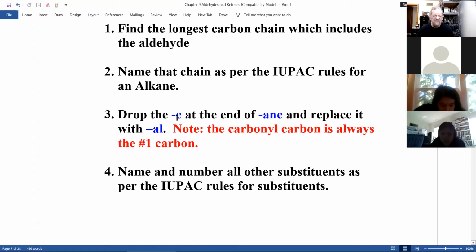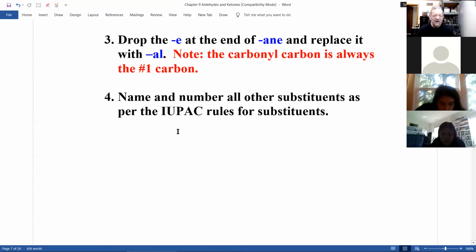For an aldehyde, find the longest chain with the carbonyl carbon and name that as an alkane. Drop the E at the end and add al. The carbonyl carbon is always number 1, and we never put that number 1 there because everybody knows it's number 1. All other numbers and names for the substituents are as you've already learned. So let's go try one.